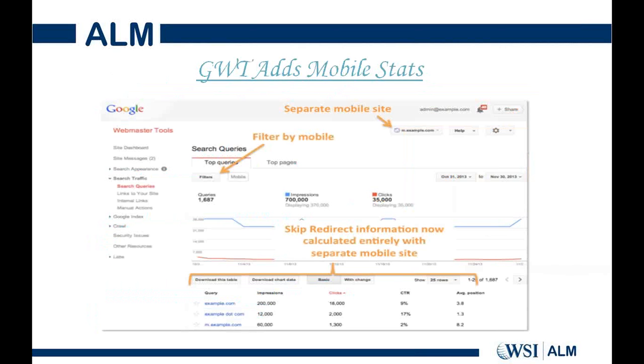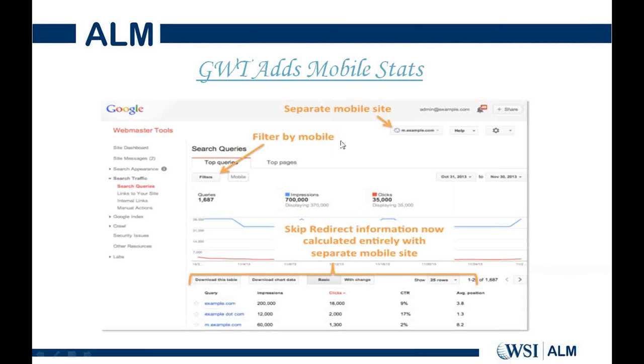Okay, so here's an interesting bit of information. Matt Cutts recently announced that in Google Webmaster Tools, they've added mobile stats. Prior to this, in your Webmaster Tools account, you did not necessarily have traffic data separated into total traffic and mobile traffic. But now you can actually separate total traffic and mobile traffic.